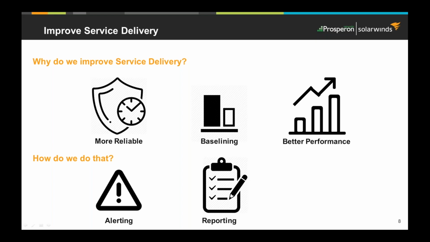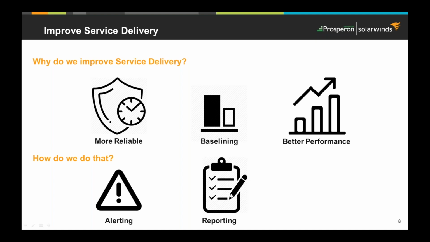Why do we want to improve our service delivery? Basically, we want to make our network more reliable, also for baselining our network and knowing what is normal and what is not in our network. This is very important. And also by delivering a better performance. How can we make our network more reliable? Well, mainly by avoiding faults. If the redundant power supply of a device goes down, we need to know before the main one goes down. Otherwise, we're going to have a big outage.